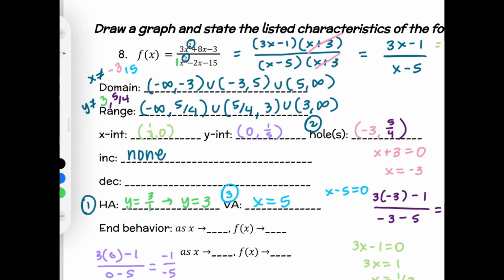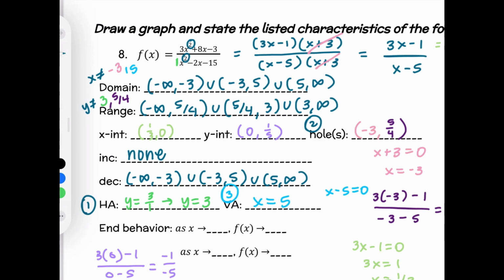And then we would just take our domain and write it in the decreasing line. So your domain should always match your increasing or decreasing. And the graphs we work with in this class, you're only ever going to have increasing or it's going to be decreasing. It's never going to be both.